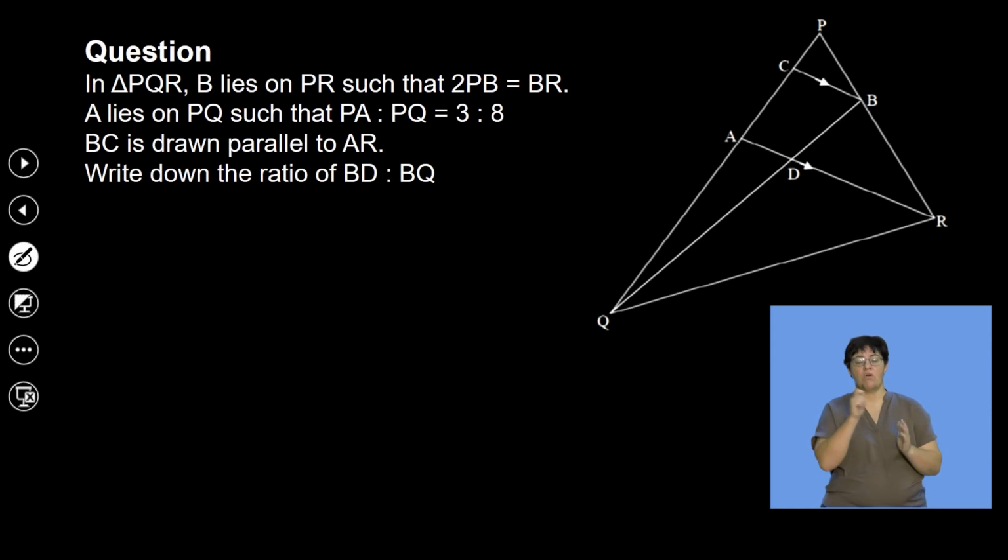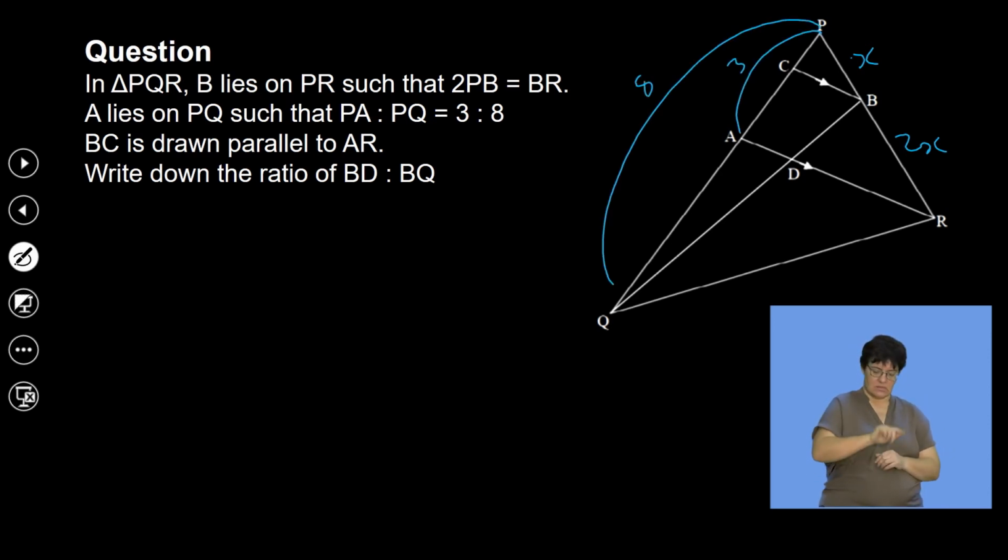And then we need to write the ratio of BD is to BQ, right? I'm going to firstly write what I know. That is x, that is 2x. This here is 3. That there is 8. And this there is 5. But remember, all of these numbers I'm adding here are ratios, not necessarily numbers, or the height of this thing, or the length of this.